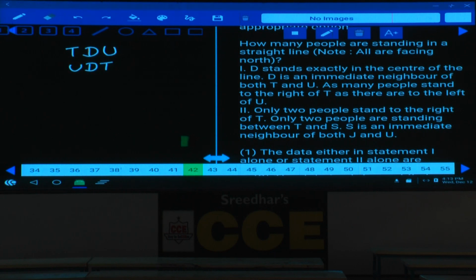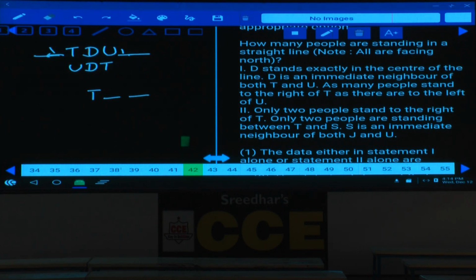Then, as many people stand to the right of T as there are to the left of U. Now let us take for example, there is one person here, one person here. If there are two persons here, two persons, three persons. Hence, with the help of this information, we are not able to determine the number of persons in the row. Hence, one alone is not sufficient. Then coming to the second one, only two people stand to the right of T.